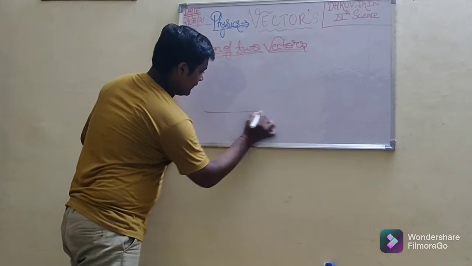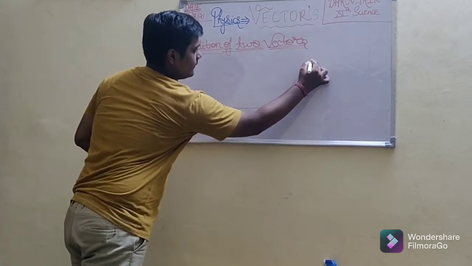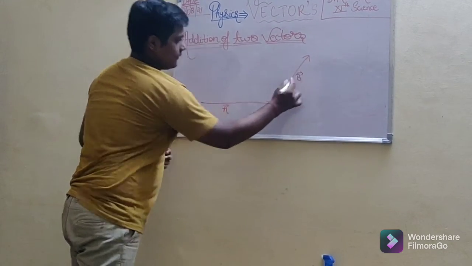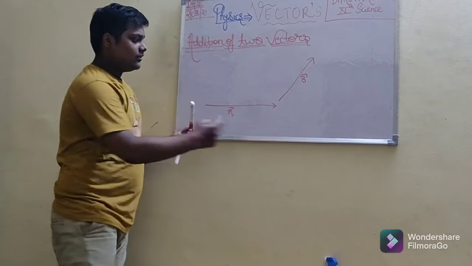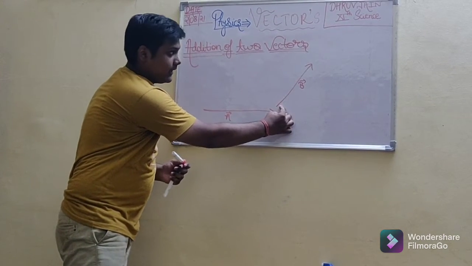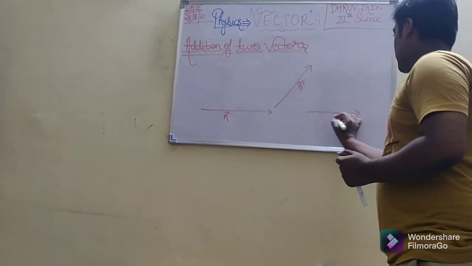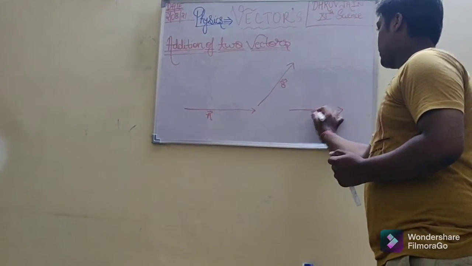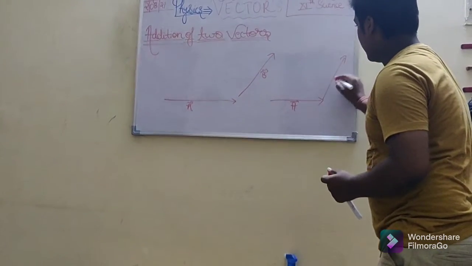If we take two vectors, let us say vector A and vector B, and join the head of vector A with the tail of vector B, it will look something like this.